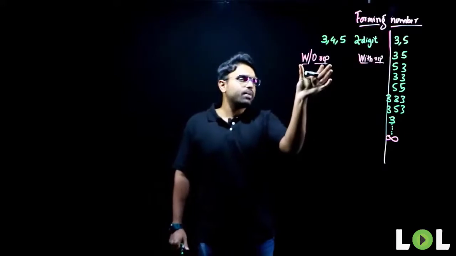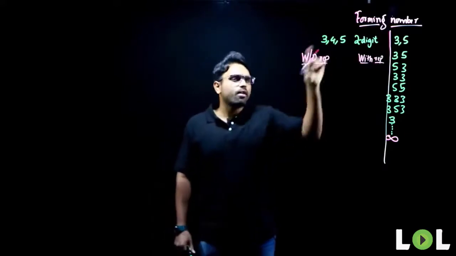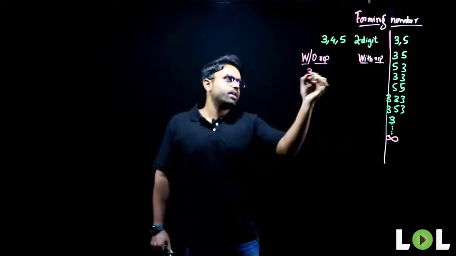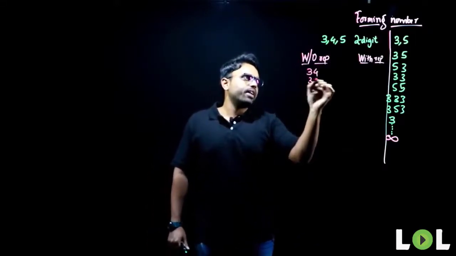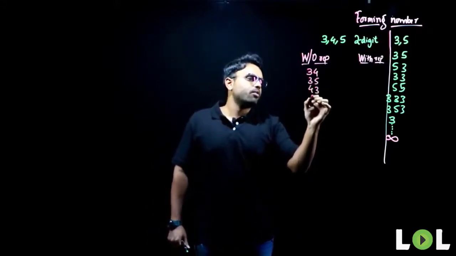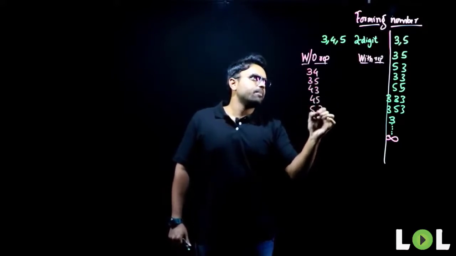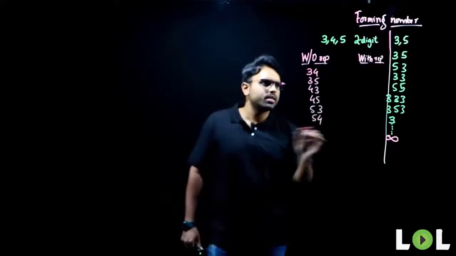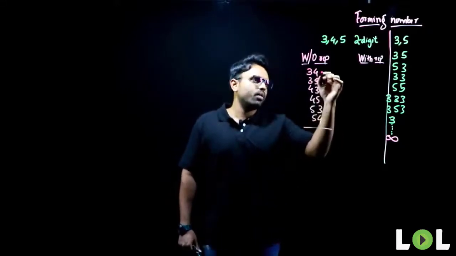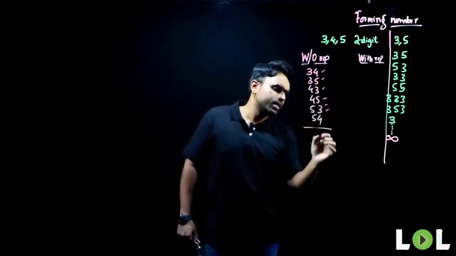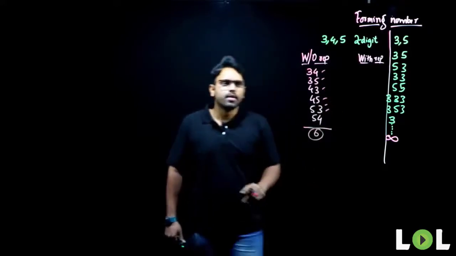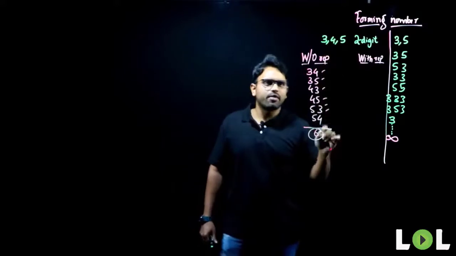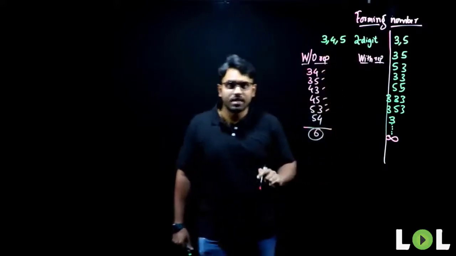Now, without repetition, meaning what? The number you have used once, you cannot use it again. So what are the cases here? Just tell me. 34, 35, 43, 45, 53, 54. Any other number other than this? That's it. So how many do I have here? 1, 2, 3, 4, 5, 6. 6 I have here. In how many different ways can you form a 2-digit number using 3, 4 and 5 without repetition? You can form it in 6 different ways.